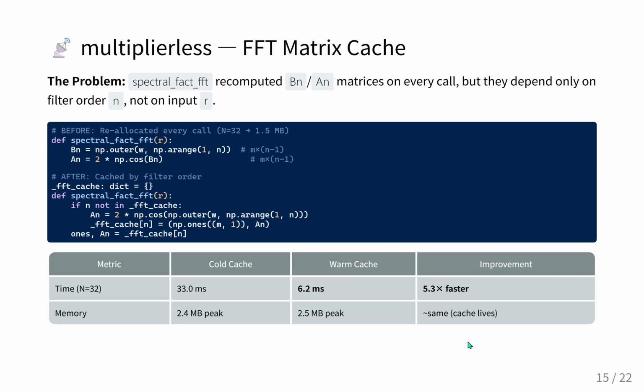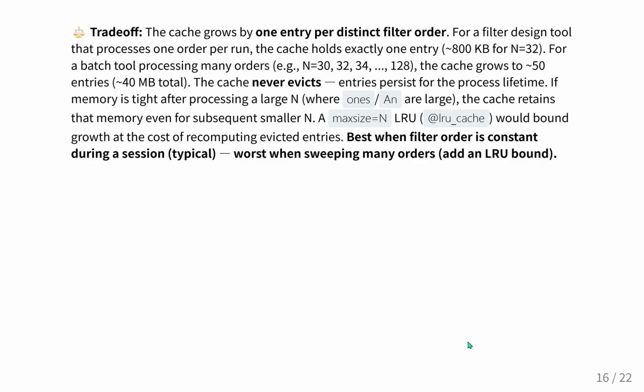Exactly. But if you drop that same unbounded cache into a batch processing tool that sweeps through dozens of different filter orders, it just hoards everything forever. Yes, it creates a massive memory leak. The presentation logged a 40 megabyte leak just from a standard sweep. Which will eventually trigger the out-of-memory killer and take down your server. You have to bound your caches. Use an LRU cache, something that enforces a ceiling, especially if your inputs vary wildly.